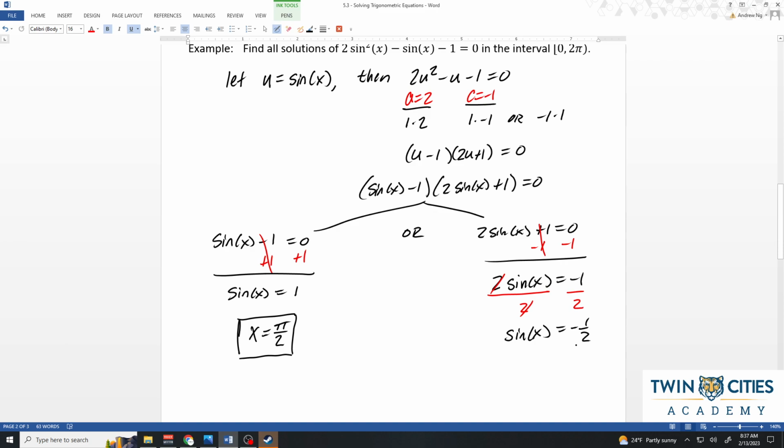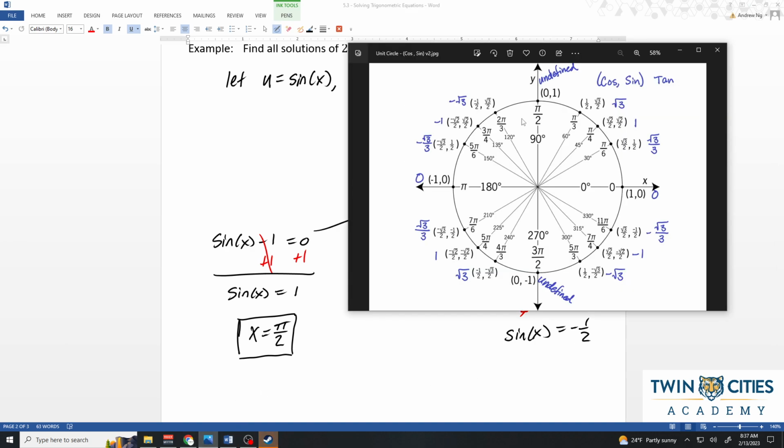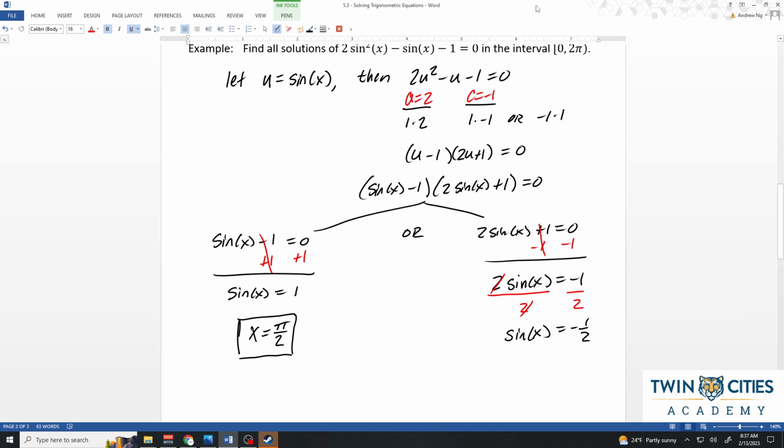Okay, what about over here? Sine of x equals negative 1/2. So when is this negative 1/2? That's 7 pi over 6 and 11 pi over 6. So over here, I'll say x equals 7 pi over 6, and x equals 11 pi over 6. And I don't need to do the plus 2n pi here because it says the interval is from 0 to 2 pi. So I just want within that first circle.